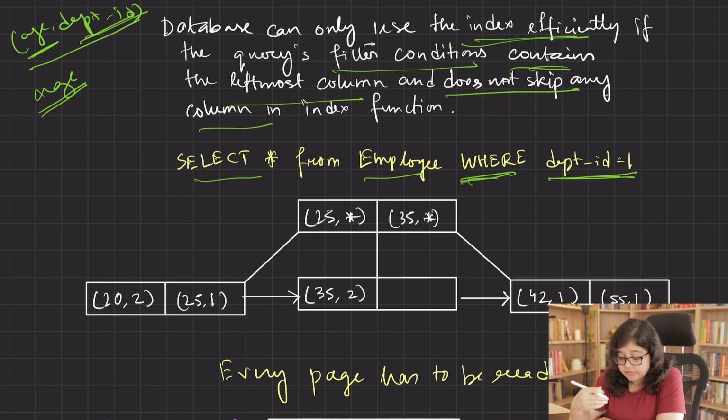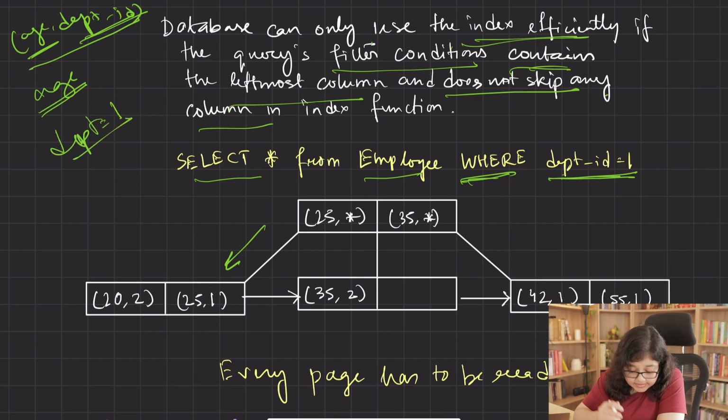So the database engine will not be able to jump directly to the node where department ID equals 1, as it does not know where to begin. It lacks the information about the first column of the index, that is age.